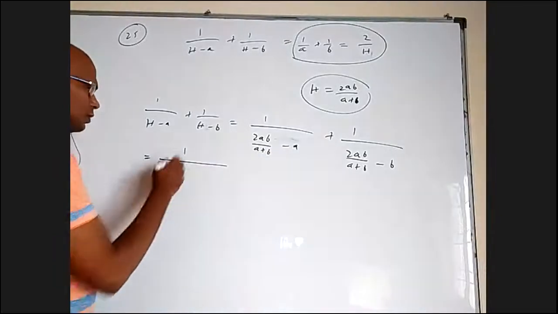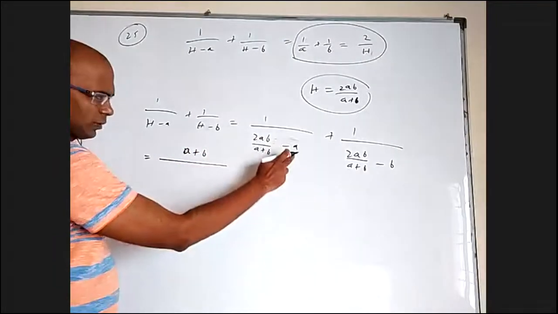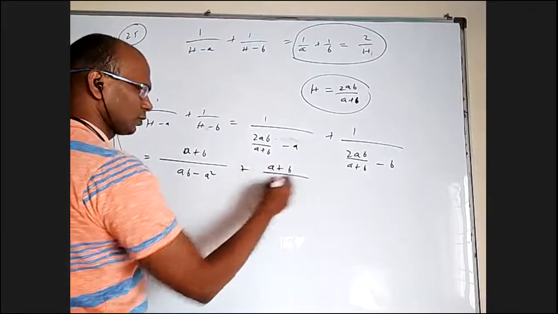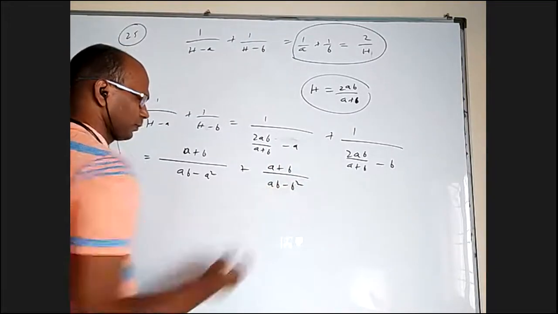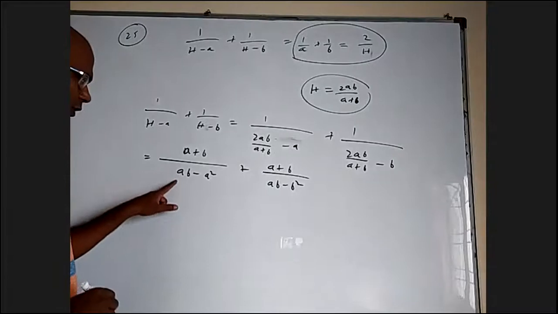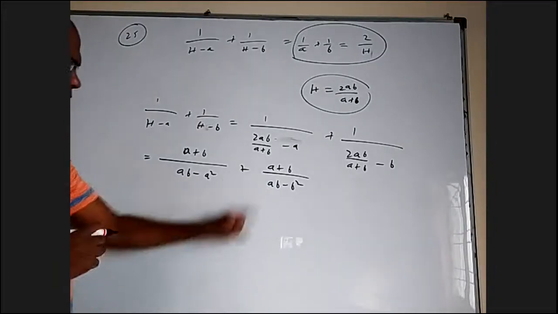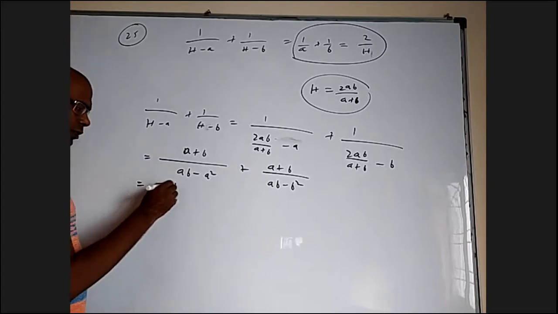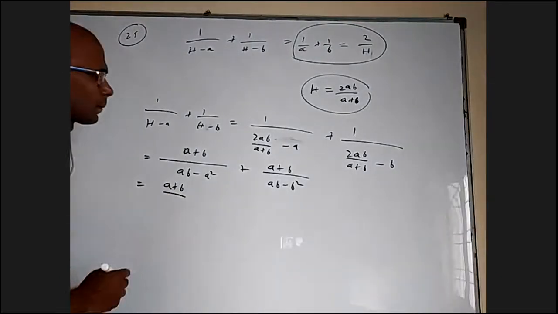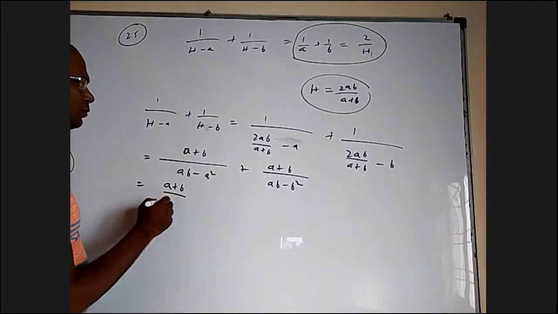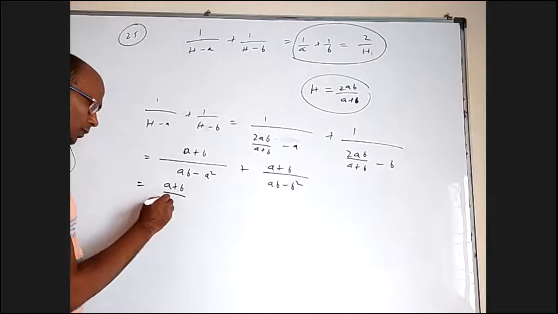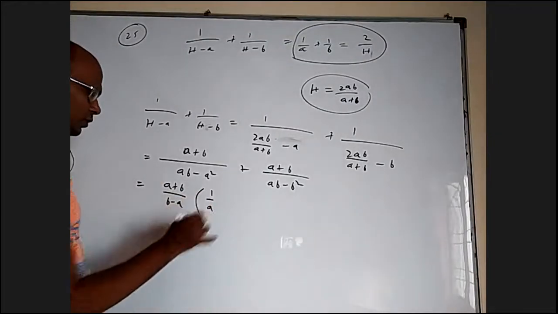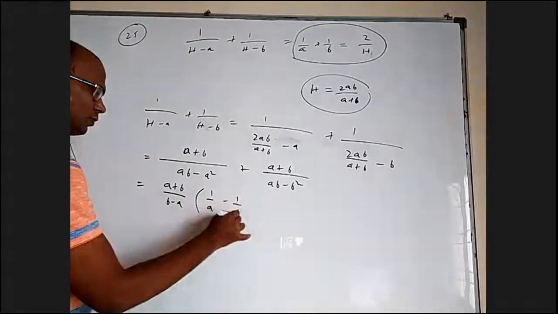When I expand this, A plus B will come on the top. Here 2AB minus AB is AB minus A square. This is also A plus B in the top, AB minus B square. I can take A common, I'll get B minus A. I can take B common, I'll get A minus B. So I'll take minus common. So I'm going to take A plus B by B minus A common. Then I'll be left with 1 by A here, and minus 1 by B here.